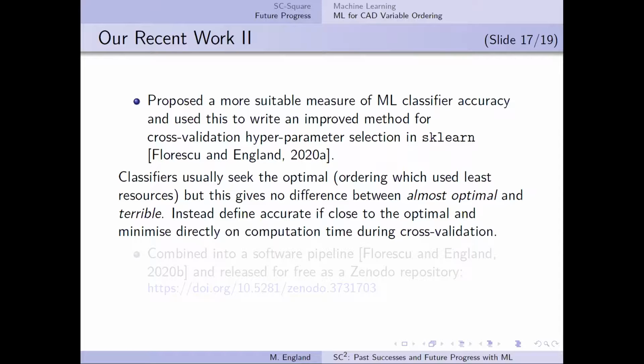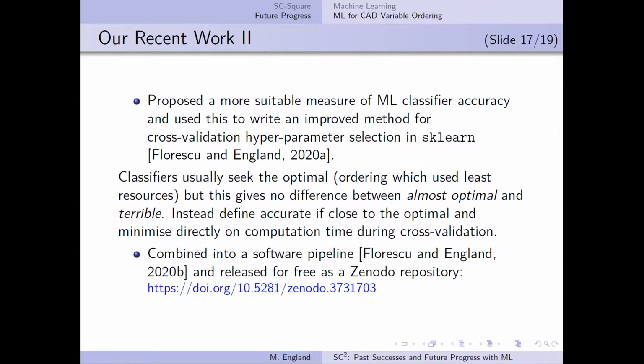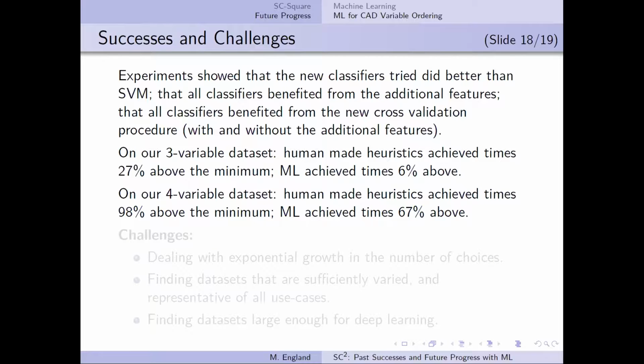So we looked at ways to adapt the training, and in particular the hyperparameter section, to this. And we finished the project by releasing everything in our software pipeline as a free Zenodo repository. So if you're interested, these slides are on my website, and you can find all the references there. Just to get to the headlines, I know I'm running out of time here.